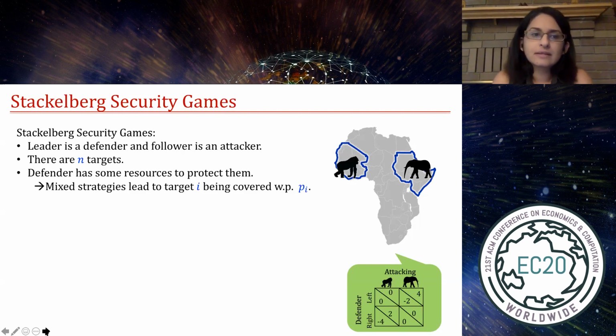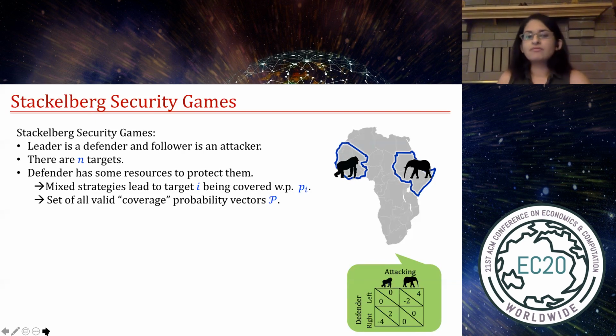Then when the defender is using these resources, he could be using them in a randomized way. So for example, with some probability, it can be present in the west of this continent and with some probability on the right. The set of all valid coverage probabilities, that is, with what probability each of these targets is being covered, is just some set P that is defined by the resources that the defender has and how these resources can be used to actually protect these targets.